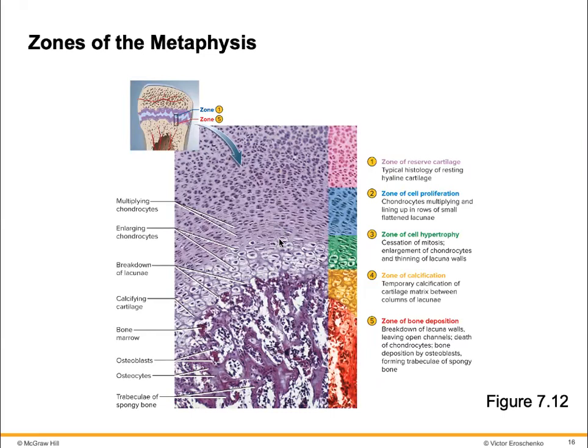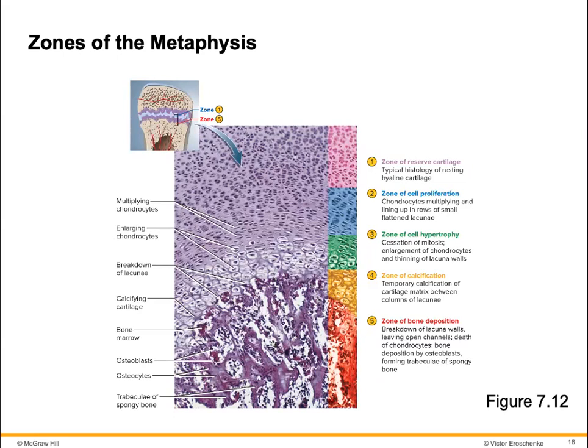And then you get to the zone of hypertrophy, where the cells are no longer going through mitosis, they're getting bigger, the lacunae are expanding and essentially thinning. And then you get a calcification process happening, and that happens between the lacunae. And then once you have the hardening process, we go through the zone of bone deposition, which is chondrocytes die. And then you get your osteoblasts that are truly producing the trabeculae of your spongy bone. So it's a pretty interesting bit.